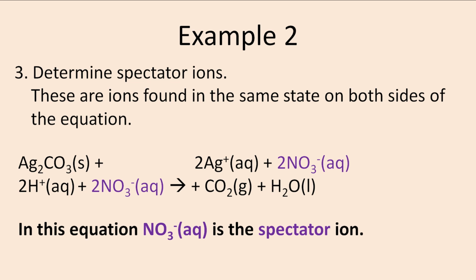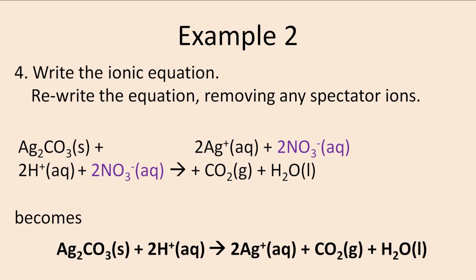The third step identifies the spectator ions. In this example, only the 2 NO3- ions are found on the left and right hand sides of the equation in the same state. The last step is to write out the ionic equation for the reaction. This is the same equation as for steps 2 and 3, this time omitting the 2 NO3- (aq) ions from both sides of the equation, as they were found to be the spectator ions in the previous step.